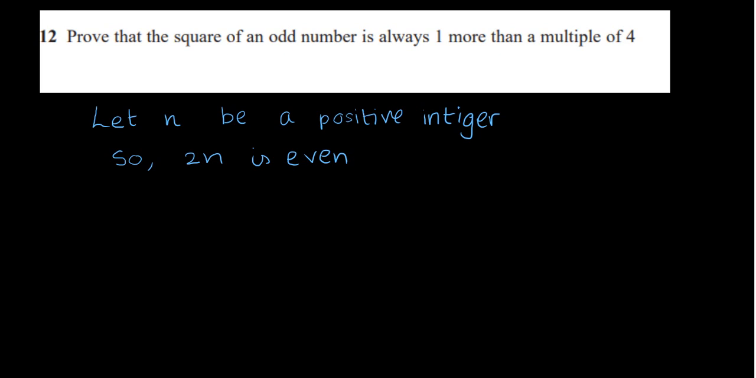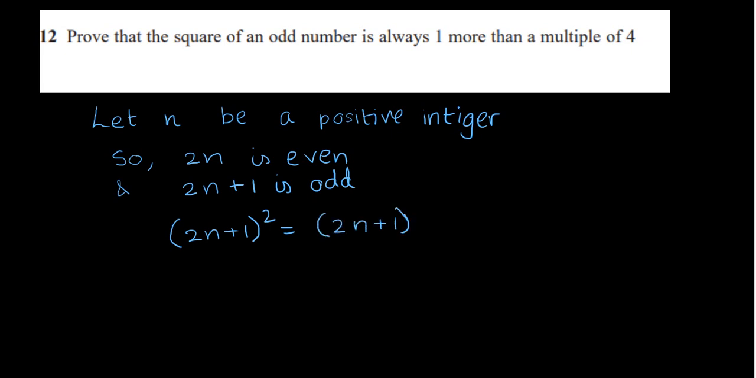Prove that the square of an odd number. Alright, and 2n plus 1, so if you add 1 to an even number, you get an odd number. Or if you add an odd number to an even number, you always get an odd number. Right, let's square this odd number. So 2n plus 1 whole squared, that'll be the same as saying 2n plus 1 times 2n plus 1.